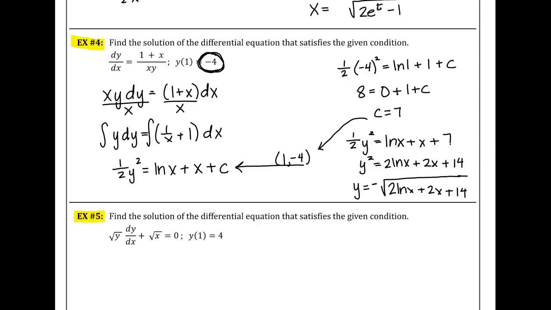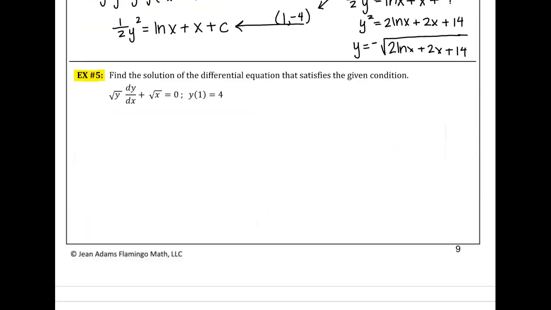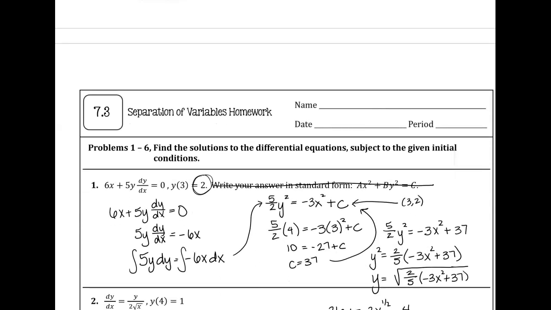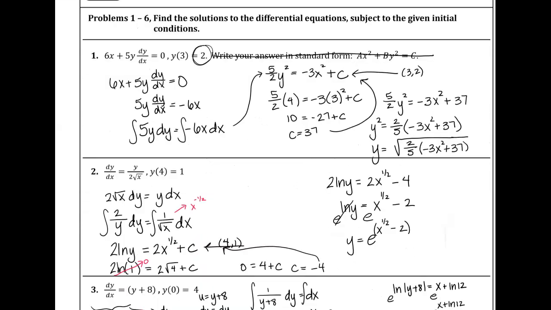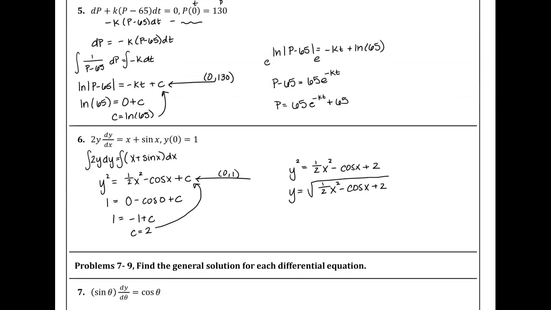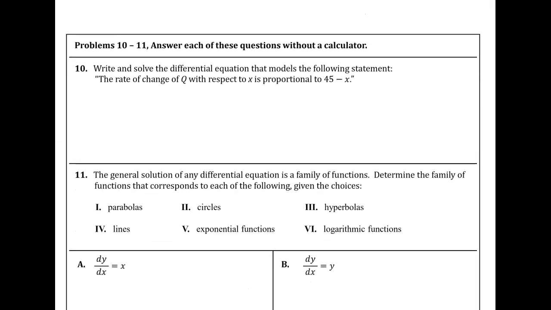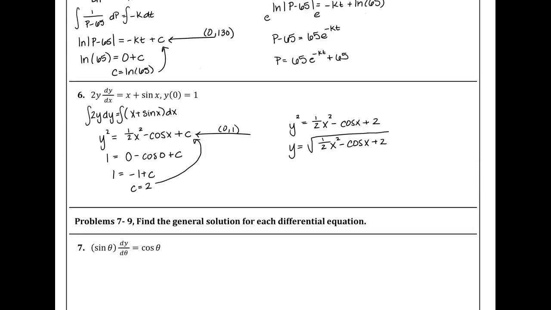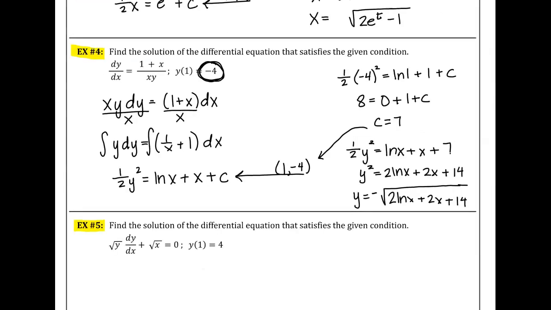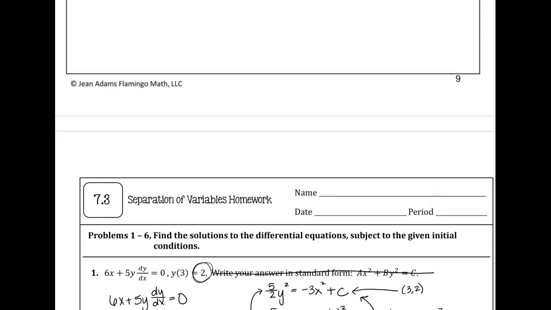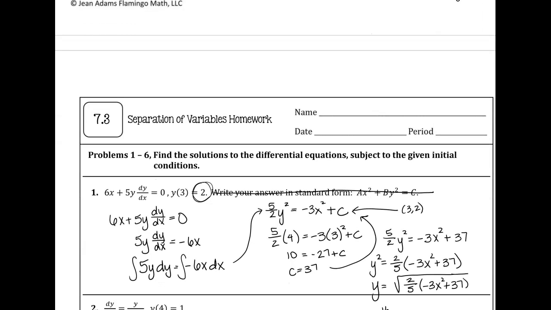Okay, I think you guys should be all set to work on some of the homework for this section. I would love so very much for 7.3 if you guys did 1 through 9, just 1 through 9. And we will go over those when I get back tomorrow. Please and thank you. On number 1, you notice it says write your answer in standard form. No thanks. You don't have to do that.